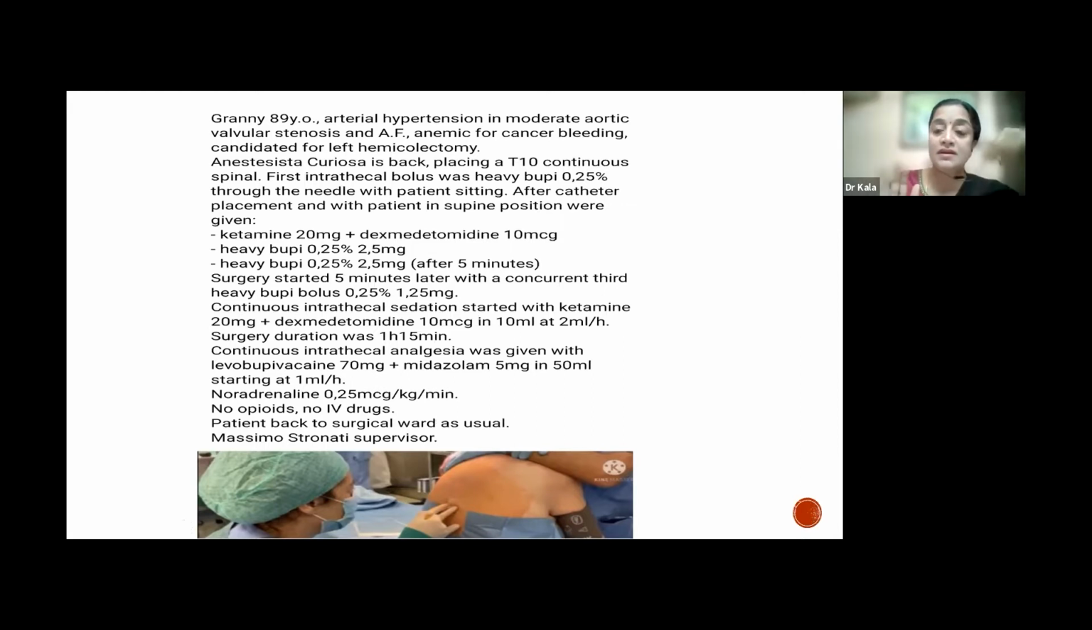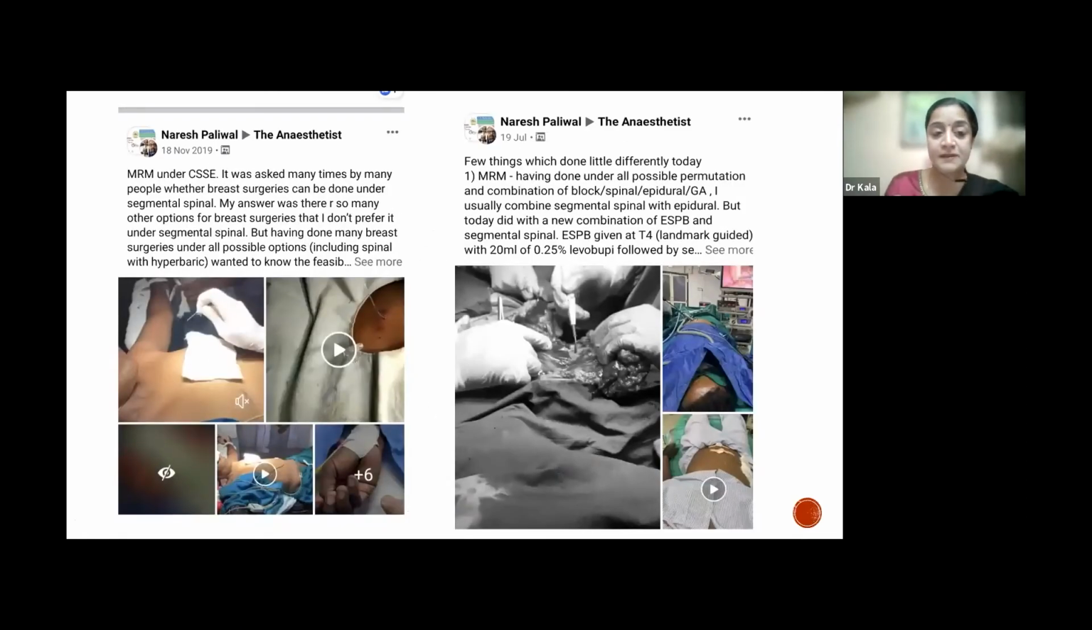Okay, our own stalwart, Dr. Naresh Paliwal, has posted so many, and he has publications also showing thoracic segmental spinal and conducting successfully breast cancer surgeries and intra-abdominal surgeries and many other surgeries with comorbidities.